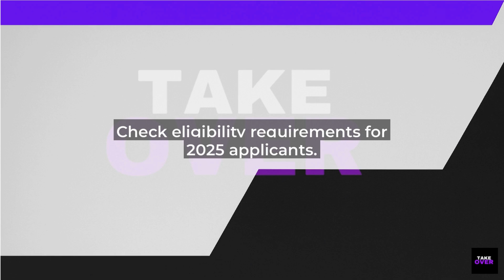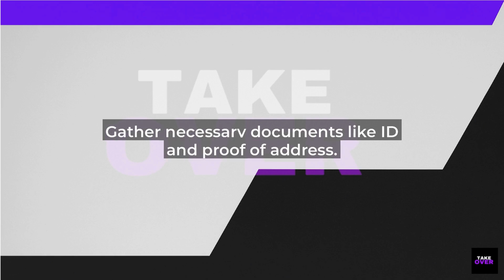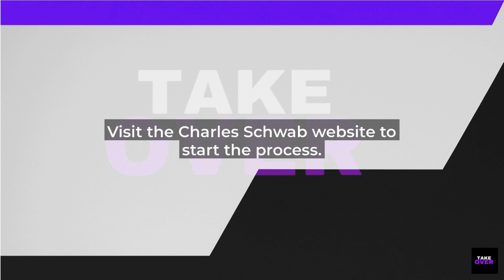First things first, before you dive in, make sure you meet the eligibility criteria. As an international applicant, you'll need to be a non-US resident or have specific qualifications, so check Schwab's website for the latest 2025 requirements. Once you're good to go, gather your essential documents like a valid ID, proof of address, and any tax forms required for your country. This step is crucial to avoid delays.